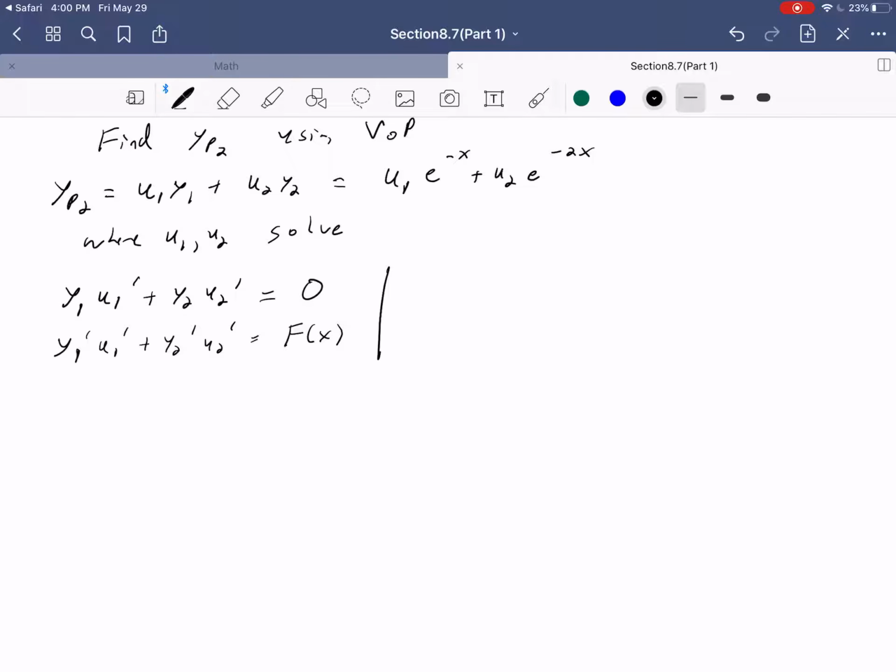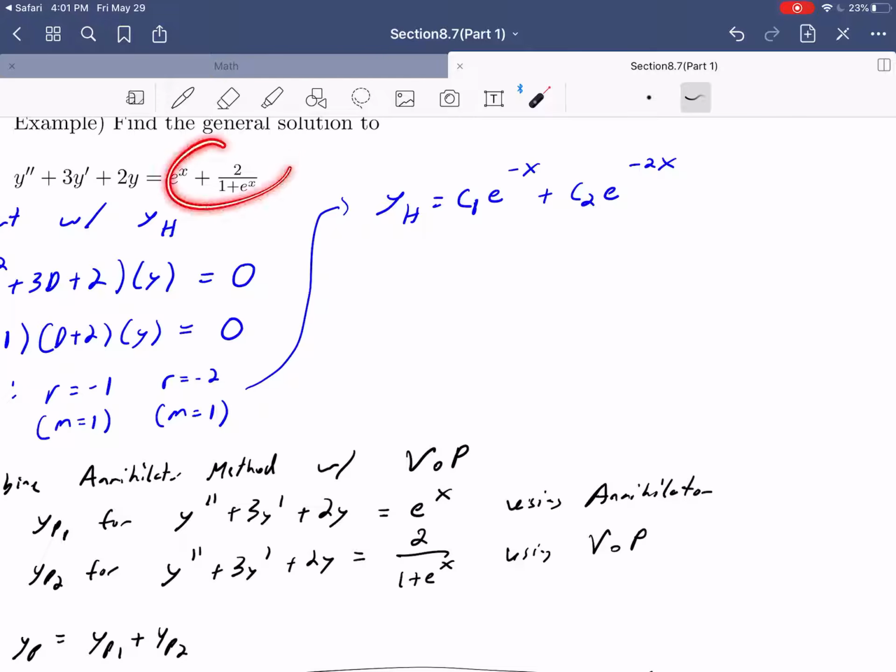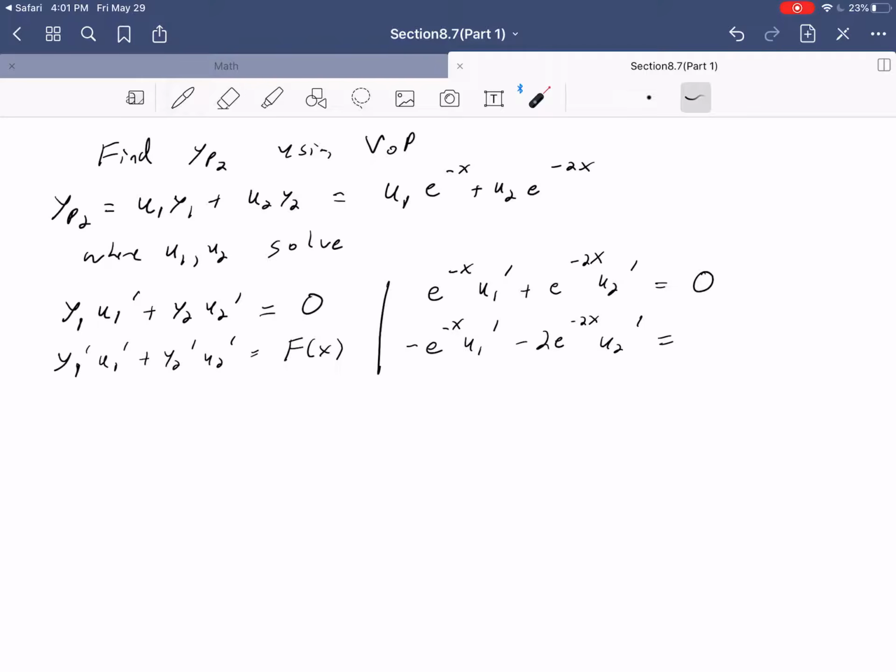Well, it looks like it's going to be e^(-x) u1' + e^(-2x) u2' = 0. And then their derivative: -e^(-x) u1' - 2e^(-2x) u2' = f(x). What is our f(x) here? Well, it's not this entire thing. We've already dealt with this, so it's just going to be that 2/(1 + e^x). So 2/(1 + e^x).